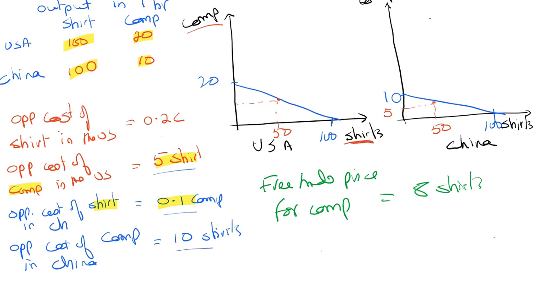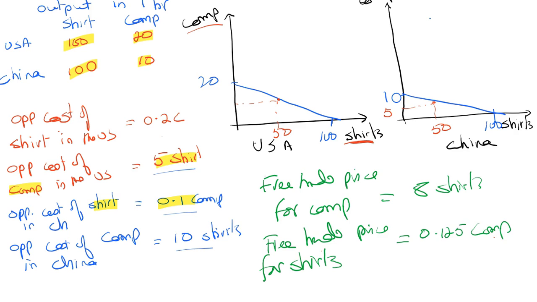Similarly, we can just take the ratio of that. This implies that the free trade price for shirts is basically the inverse, or 1/8 of that, or 0.125 computers. And again, at this price, trade will take place for shirts as well, because US consumers can get shirts for cheaper than what they get domestically, and Chinese exporters of shirts can sell shirts for more than what they can make domestically.